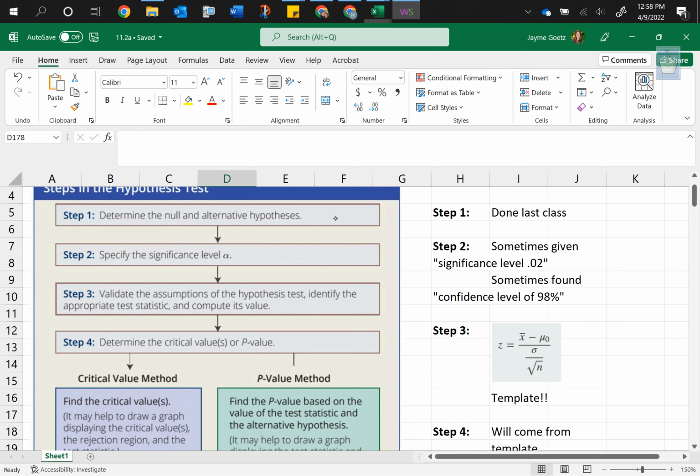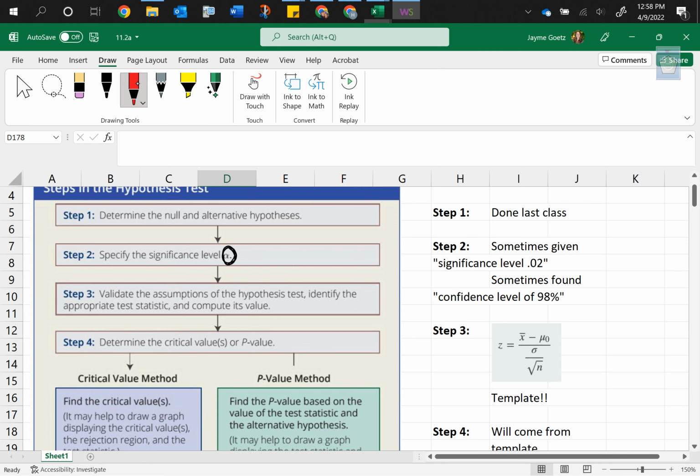Step 2 says that we're going to specify the significance level, which again is just another way of saying alpha. Okay, so the significance level is alpha. Sometimes that's given. It'll say a significance level of 0.02. But sometimes we have to find it. They'll just tell us a confidence level of 98%.